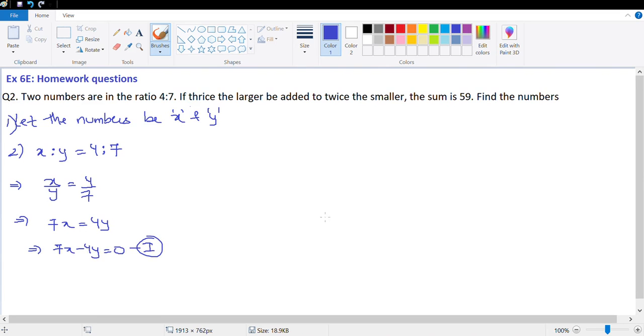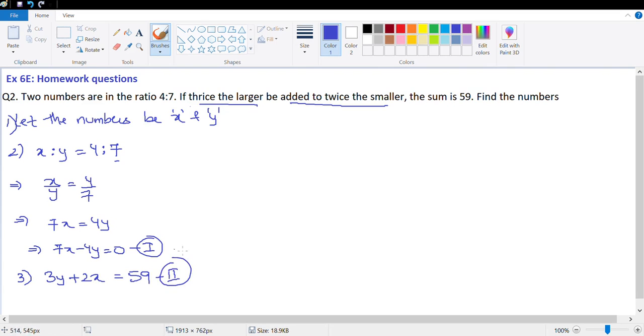Next, if thrice the larger be added to twice the smaller. Well, obviously y is the larger number because it is the bigger ratio. So thrice the larger, which means 3 times y, is added to twice the smaller. What we have is the sum is 59. So 3y plus 2x is equal to 59. Let's read that again. Thrice the larger is added to twice the smaller. The sum is 59. That's correct. So that's our second equation.